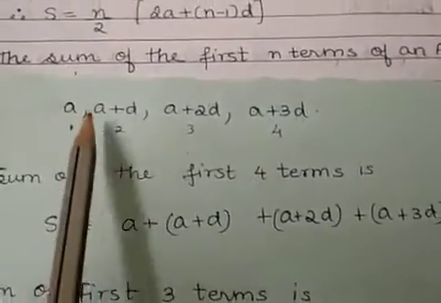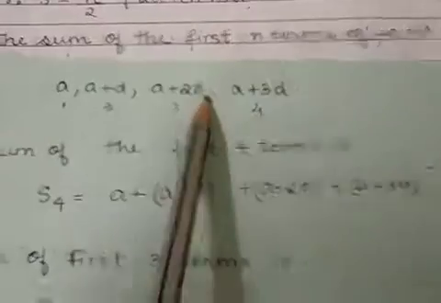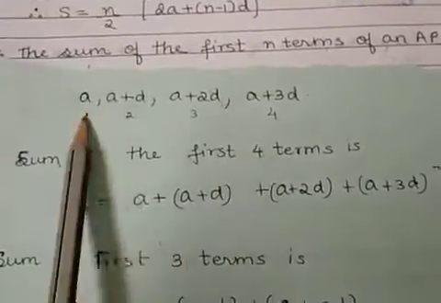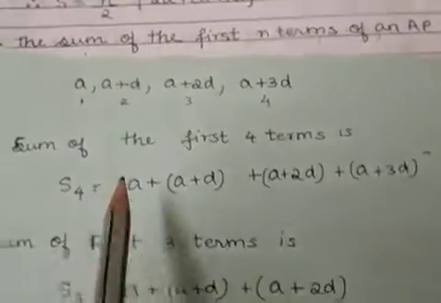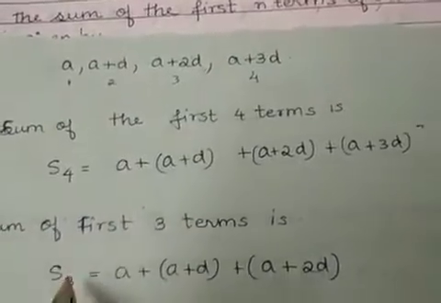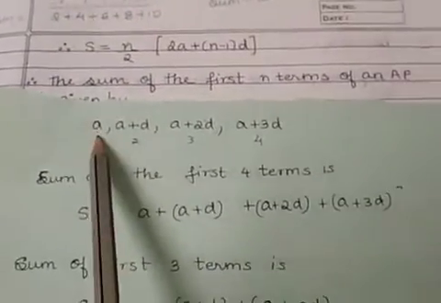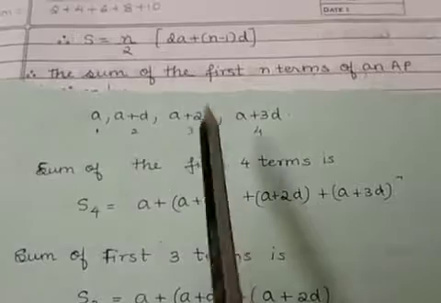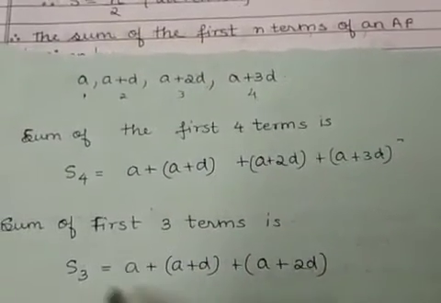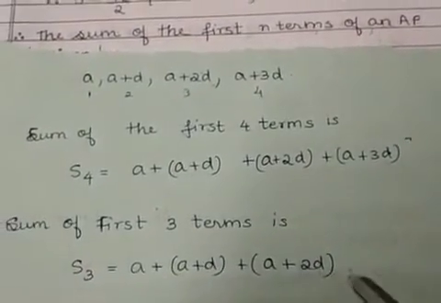Now if I want to take the sum of the first 3 terms, then what will it be? The sum of the first 3 terms will be S3. 3 terms we are taking. So S3 will be a plus (a plus d) plus (a plus 2d). So this is the sum of the first 3 terms.